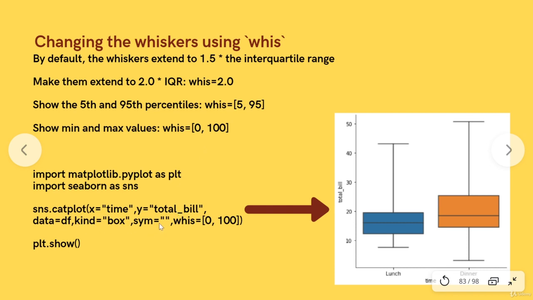So here I have mentioned the sym parameter. Because of sym, outliers will not be shown, and with 0 and 100, it will show me the minimum value and the maximum value in that. So you can customize your whiskers accordingly if you wish.